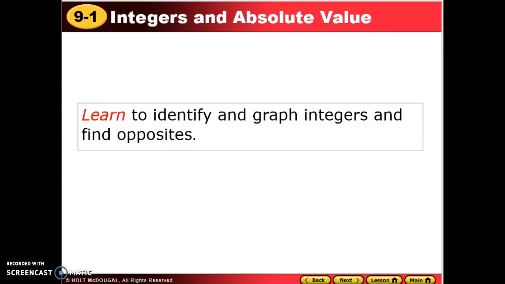Since we are starting a new chapter, we are going to start chapter 9, which has to do with integers and the coordinate plane. We're not going to go through the whole chapter because we're going to really focus on positive and negative numbers and adding, subtracting, multiplying, and dividing those. That's what we're going to be focusing on. But today we are going to start with chapter 9, lesson 1, integers and absolute value.